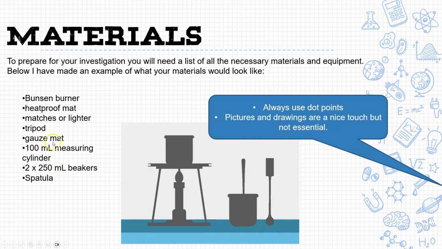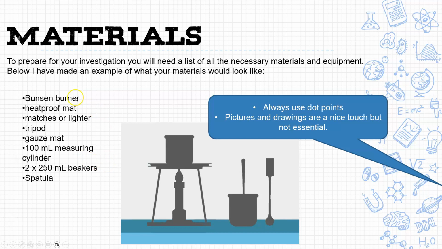It's also worth including sizes. So if you're talking about laboratory equipment, beakers, measuring cylinders, it's really important to include the size. Because if you just say measuring cylinder, there are probably 10 different sizes of measuring cylinders that we could use. They're all going to give you very different results and very different accuracy.